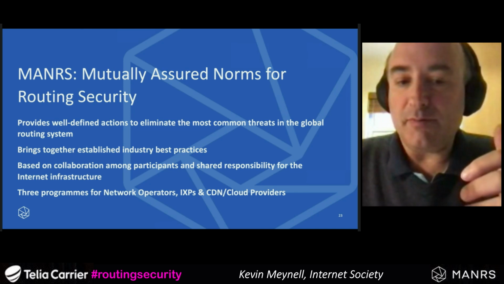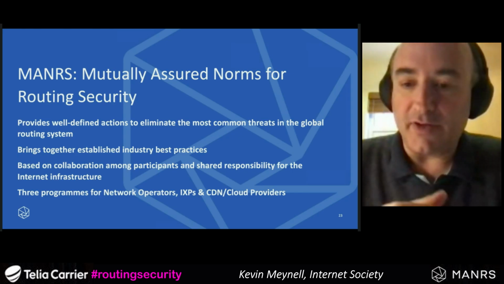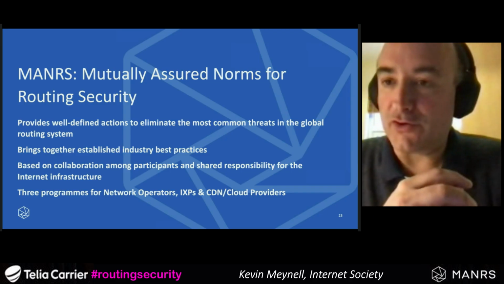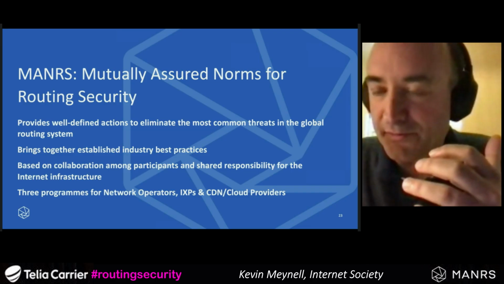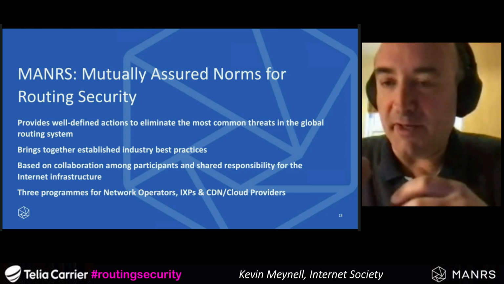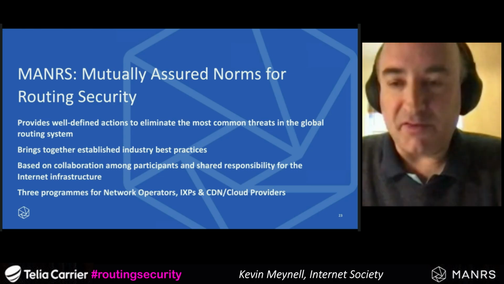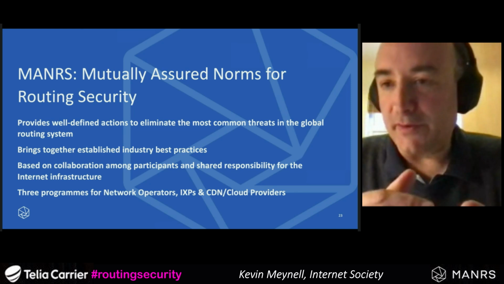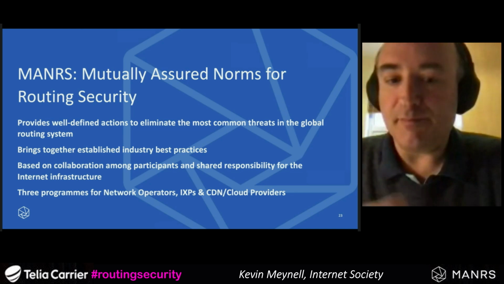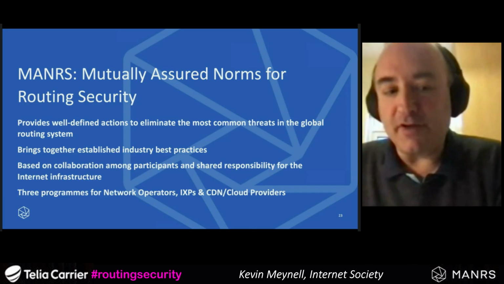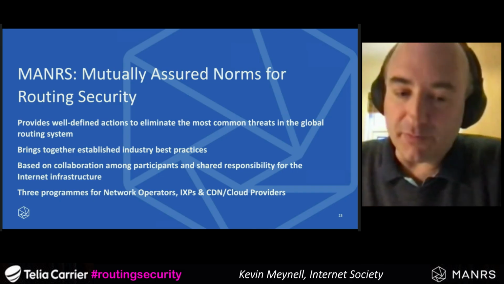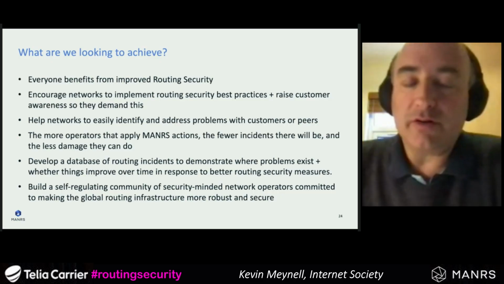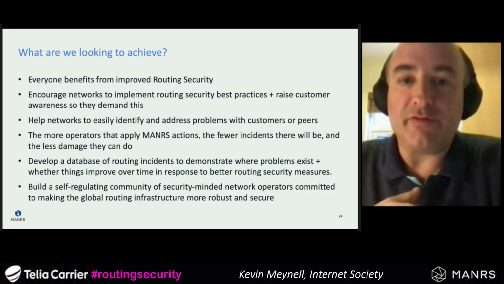And it's really about participants, so network operators, IXPs, cloud providers, collaborating together and taking some shared responsibility for the security of the internet infrastructure. And certainly in the past few years, there's been active measures to improve, as I say, DNS and web security and mail security and various other aspects. But this is something that really hasn't been hugely addressed up until quite recently. So what we have is 3 separate programs for network operators, IXPs, and cloud providers. And what we're trying to achieve is everyone benefiting from improved routing security.